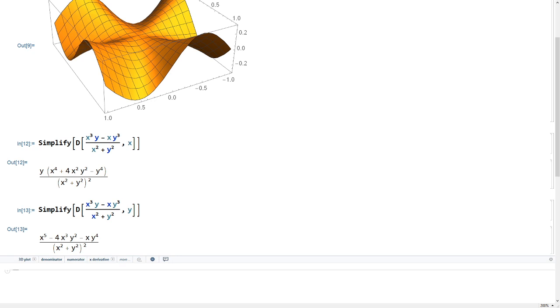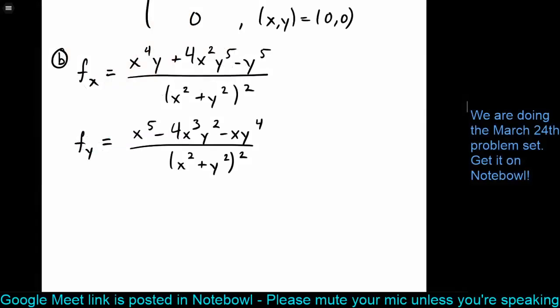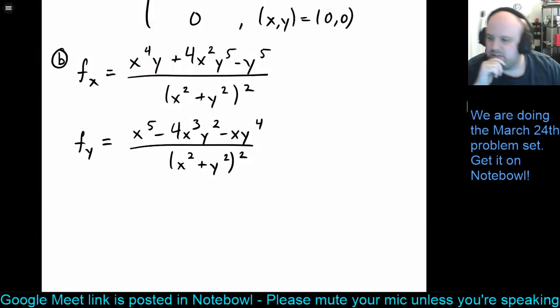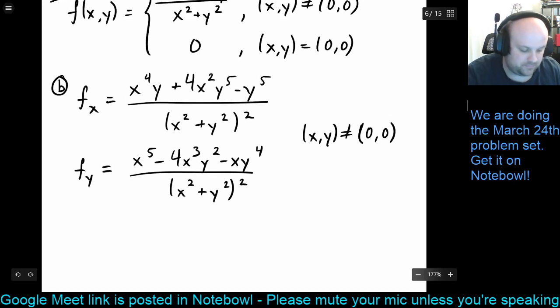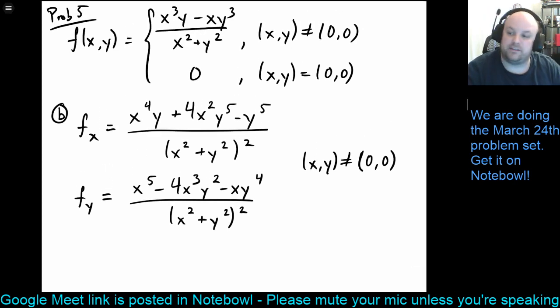So these two things are the first derivatives. So actually, what we should do here, let me switch back over to this. Right, so these are the derivatives. And what we now want to do is take the derivative at the origin. So specifically, these formulas are valid when we're taking the derivative at a point that's not the origin.